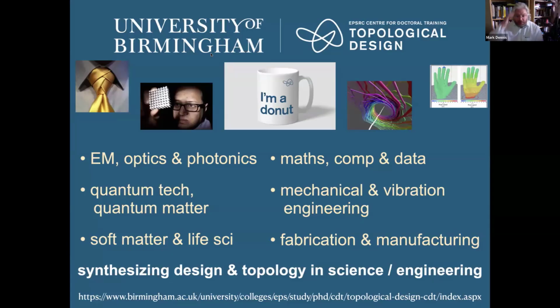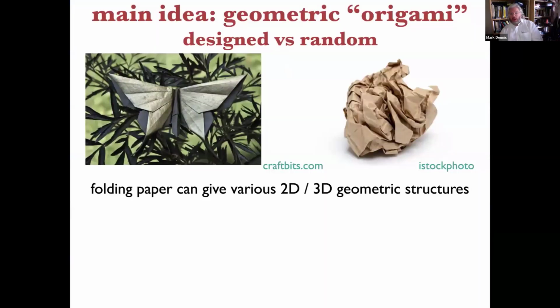This is work that's been done partly in our Center for Doctoral Training in Topological Design at the University of Birmingham, where we use principles of topology, not only in optics and photonics, but in many different areas of physics, because this notion of deforming space, these ideas are very general, and ideas like skyrmions that I'll be talking about are general and apply across many different areas of physics.